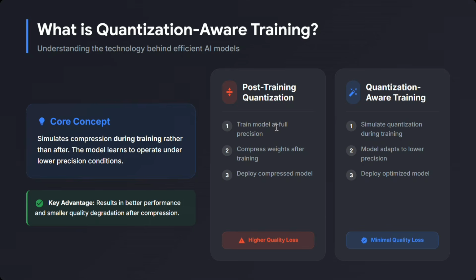In post-training quantization, the model is trained in full precision and the weights are compressed after training. While in quantization aware training, you simulate quantization during training itself. The model adapts to lower precision, and you deploy the optimized model only. There is no conversion happening. This results in better performance and smaller quality degradation after compression compared to post-training quantization.